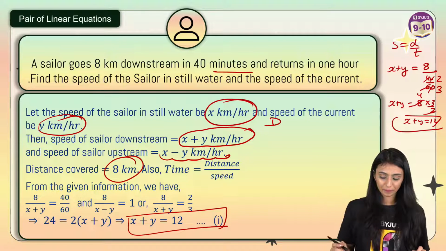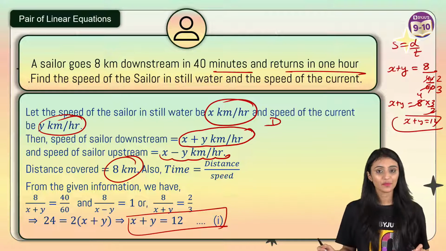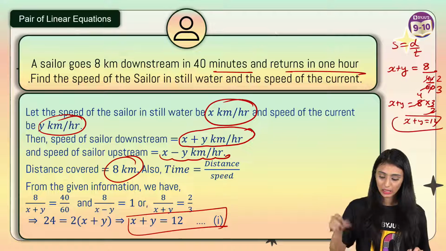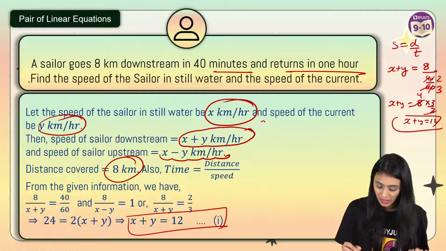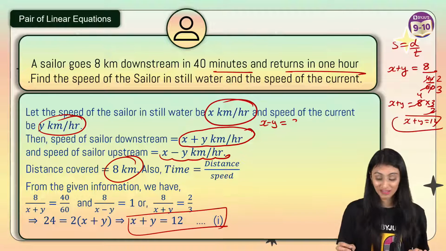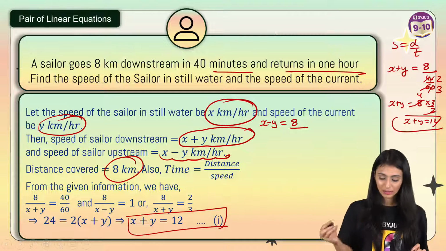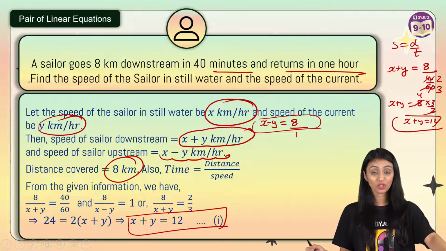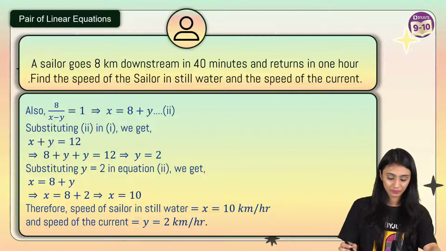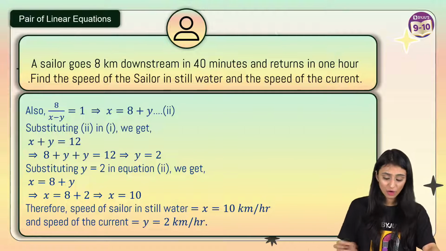Another one. Returns in 1 hour. It's the upstream case. When it is returning in 1 hour, what is the speed? Speed is x minus y. Distance is the same. Time is 1 hour here. So we have the equation x minus y equals 8. That's my equation number 2. So we have got both the equations.